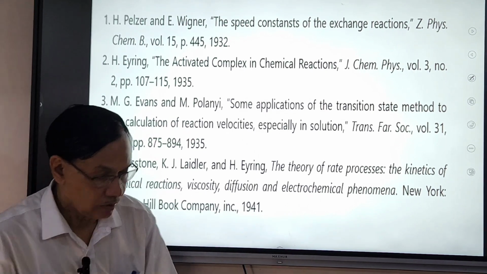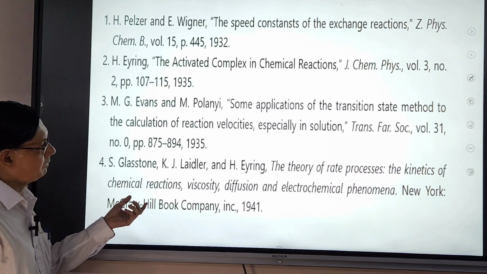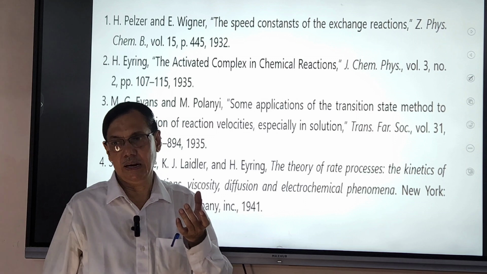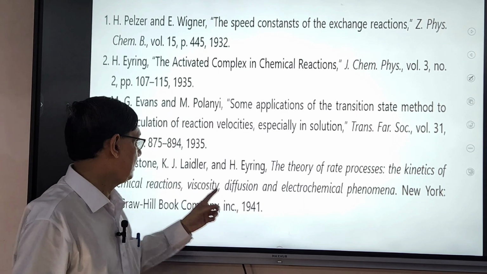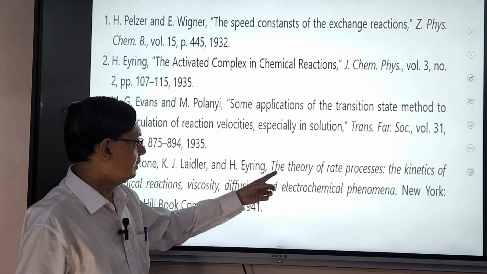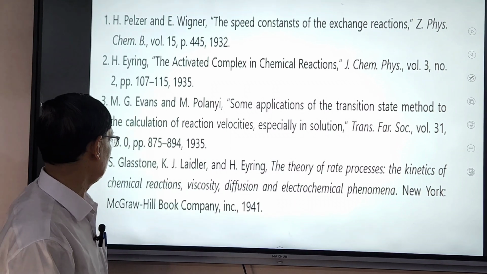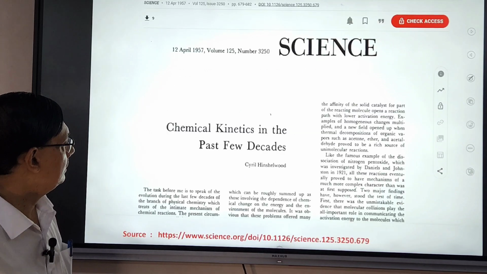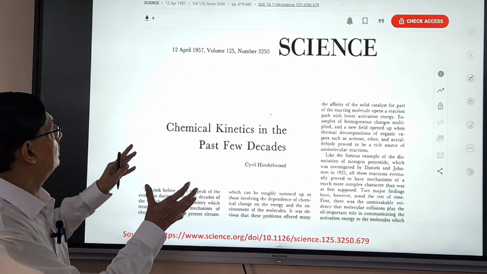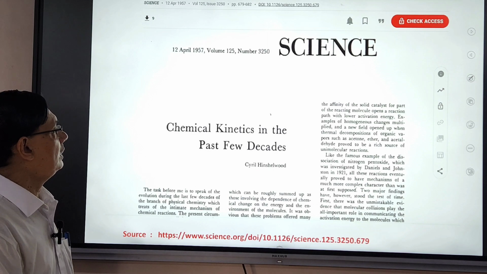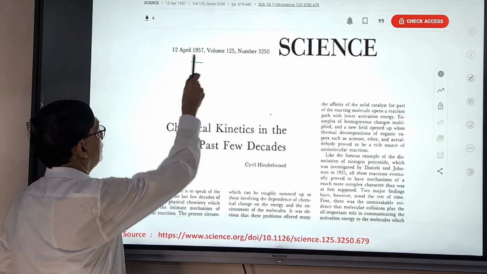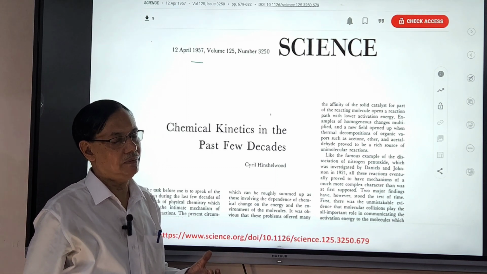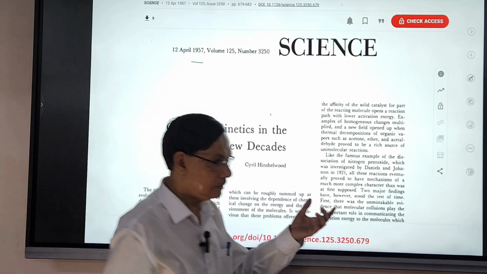And I will also show you the research paper. They have also published, and Glasstone is a very well-known physical chemist, and there is a book, Physical Chemistry by Glasstone. It is also available in our library. Then second, Laidler and Eyring, The Theory of Rate Processes, the kinetics of chemical reactions and other things. And you can see that is one of the very important papers, published in 1957. The very well-known physical chemist, particularly Nobel laureate in chemical kinetics, his name is Hinshelwood.